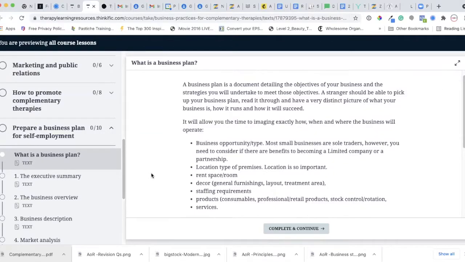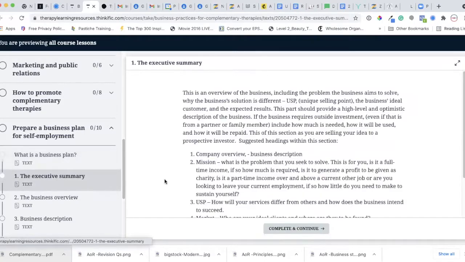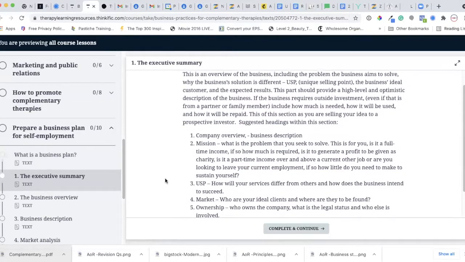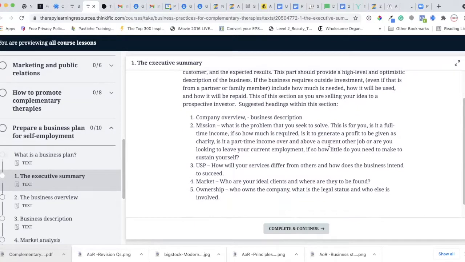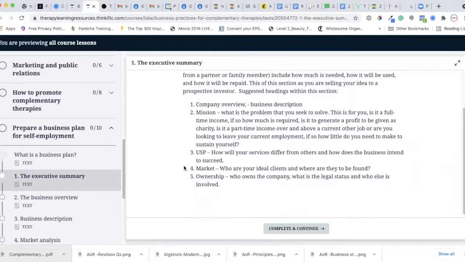It's really hard and it's time consuming, but I promise you it's necessary. So your executive summary is really an overview. It's a snapshot of what the business is and what it does. What is the problem that you seek to solve? What do you want to do for yourself? Is it that you want to give back to charity, with a target of £100 a month that you would like to generate and give to charity?